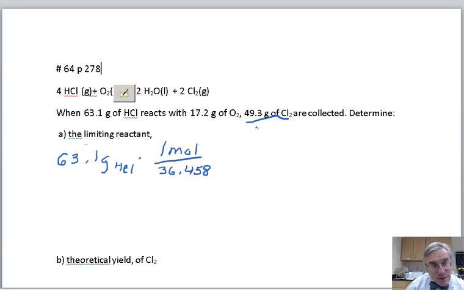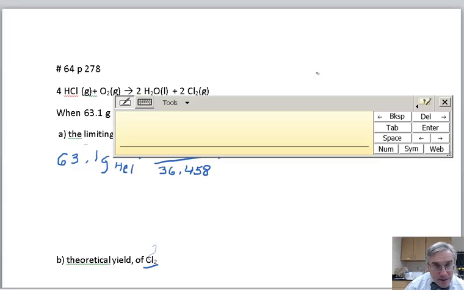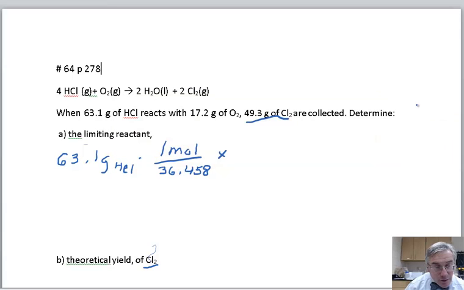The reason we pick chlorine is because it's already mentioned in the problem, and if we look down here for part B of the problem, we're looking for the theoretical yield. So that's the one we're going to try to figure out for the limiting reagent too. Alright, so to figure out how much of that product we're going to get, we need to multiply this number of moles of HCl by the conversion factor that will get us from the reagents over to the products.